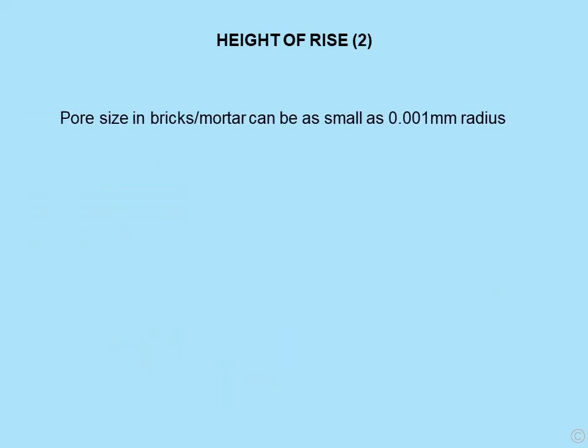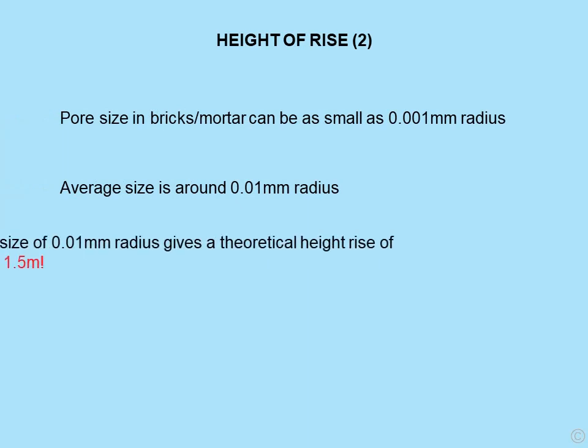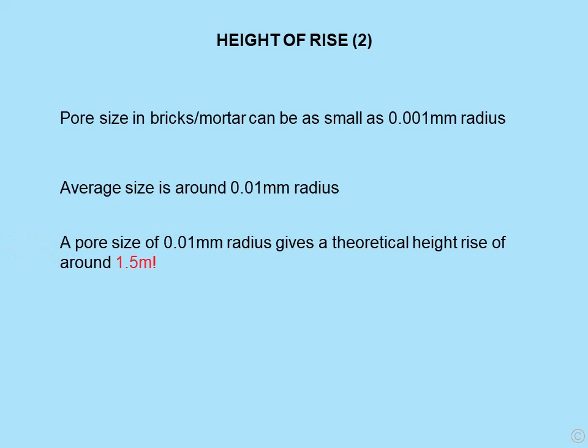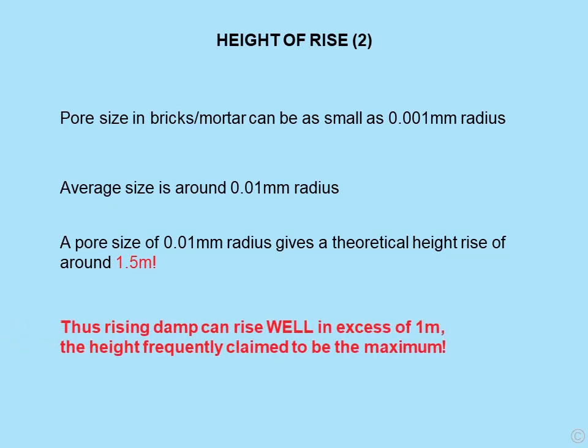Height of rise continuing. Pore size in bricks and mortar can be as small as 1/1000 of a millimetre in radius. Average 0.1 millimetre. Pore size of that size gives us a theoretical height of rise of around 1.5 metres. Thus, rising damp can rise well in excess of 1 metre, a height frequently claimed to be the maximum. Indeed, the highest level I've come across by profiling gravimetric methods was 2.5 metres.